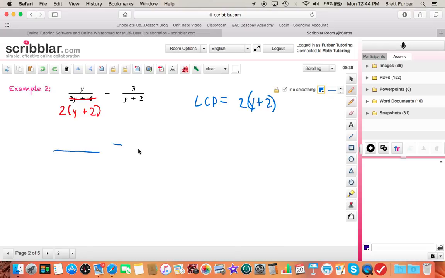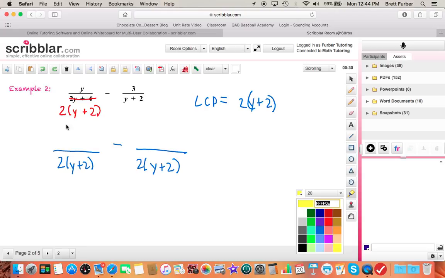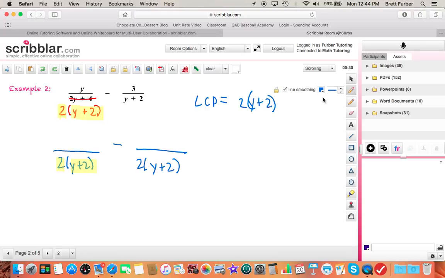So let's write in 2 times y plus 2. Remember, we get out our highlighter and highlight what we have. In the first fraction I have a 2 in the denominator and a 2 in the LCD, a y plus 2 and a y plus 2. So nothing's missing in this denominator, so my answer is still going to stay as just a y up there. I don't have to do anything to the numerator on this one.